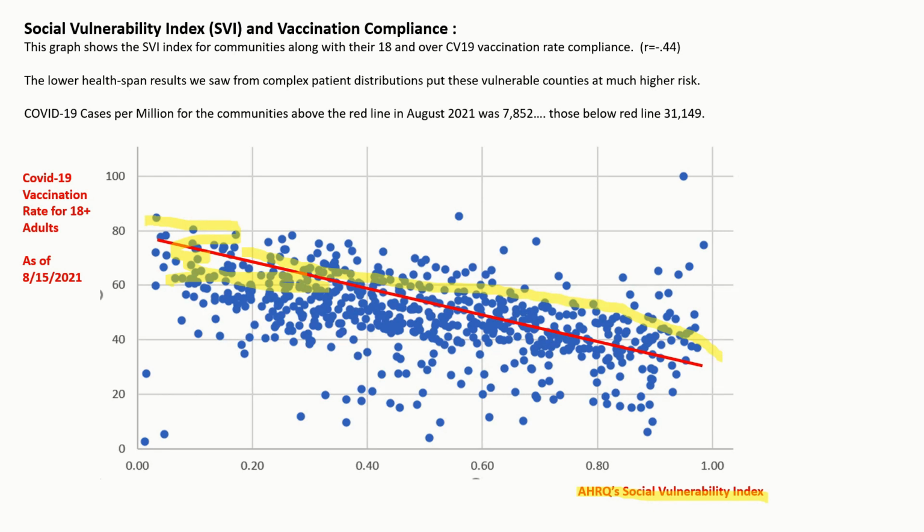Once again, we have the education, we have English language issues, we have misunderstanding. They probably require a lot more education to be vaccinated. And one thing we did notice is also the spread of the Delta variant. In August, cases per million, 78.52 among the folks that are above this red line, who got vaccinated at much higher rates, versus 31,149 in the ones that were in the lower vax groups.